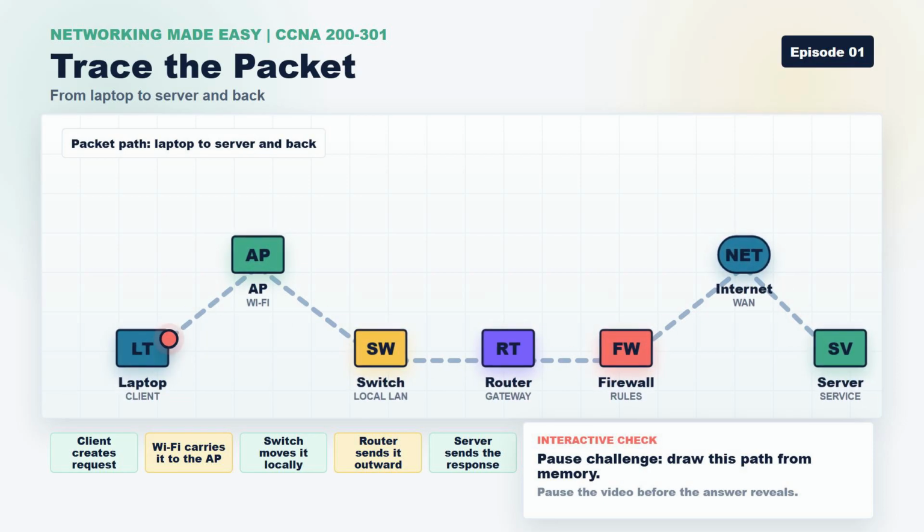Step 4. The destination is not inside the school network, so the traffic goes to the router, the default gateway. Step 5. Firewall rules may check whether this traffic is allowed. Step 6. The router forwards the traffic toward the internet. Step 7. The server receives the request and sends data back. Then the return traffic comes back through the network, back through the router and firewall, through the switch, through the access point, and finally to your laptop.